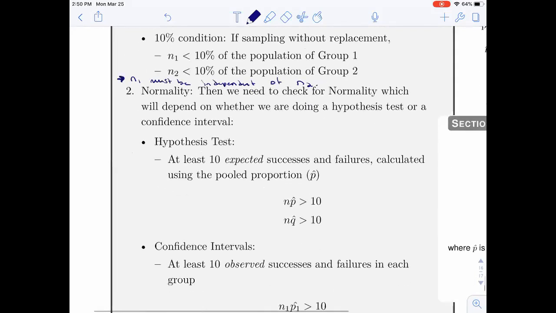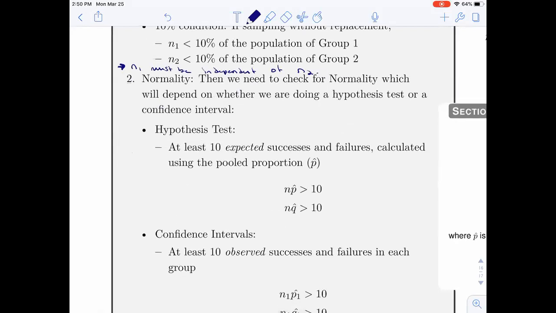Here's my big typo. For the normality condition, we have to have at least 10 expected successes and at least 10 expected failures, but it should be in each group.